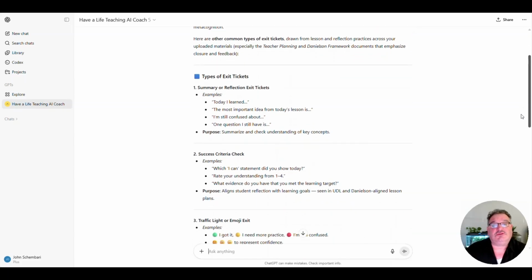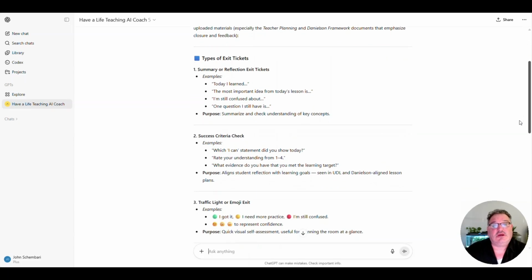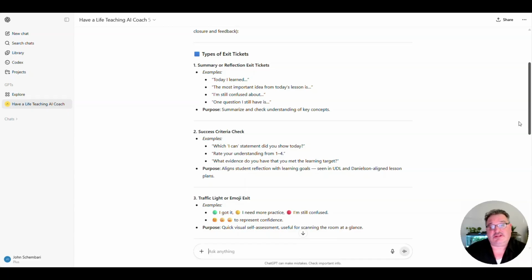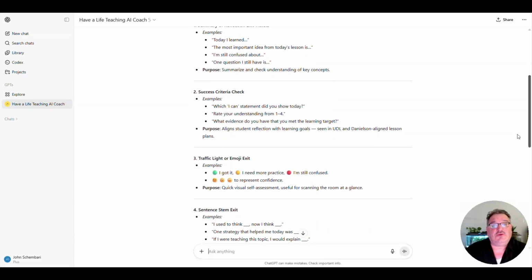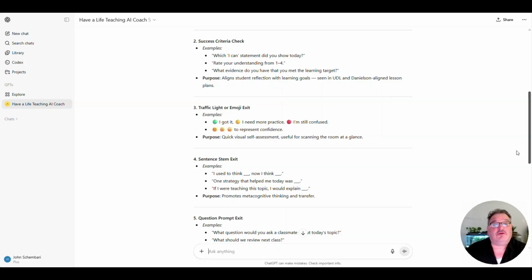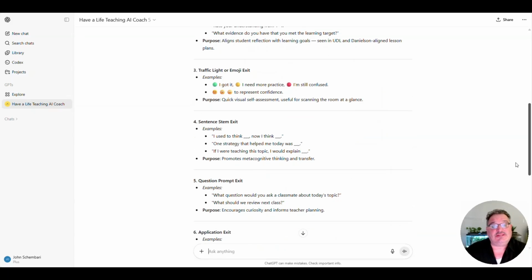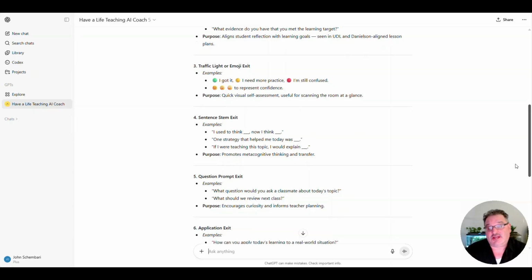So you could do summary or reflection exit tickets. Today I learned, the most important idea from today's lesson is. You could do a success criteria check, rate your understanding from 1 to 4. You could do a traffic light or emoji exit where I got it, I almost got it, I didn't get it. But then I would actually have the students explain a little bit more why. You could do a sentence stem exit. I used to think, now I think. One strategy that helped me today was, so they internalize that and use that strategy moving forward in their growth.